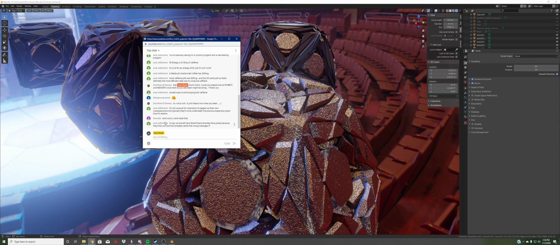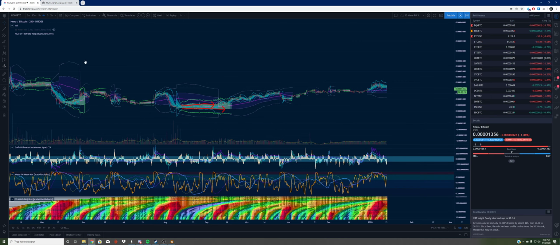Account chart says, I'd say we should have Shark Charts branded dice purely because they'd be cool, but that probably sends the wrong message. I totally agree with you. No new coins, though. Oh, Dash, right. I gotta look at Dash. Yeah, dude, Shark Charts coins would be nice. I'd enjoy that.